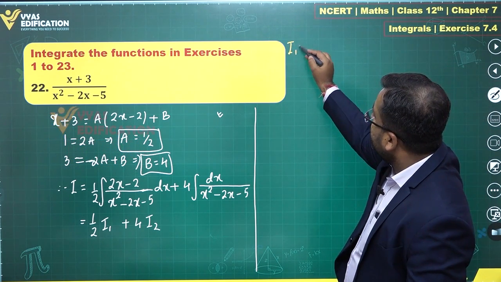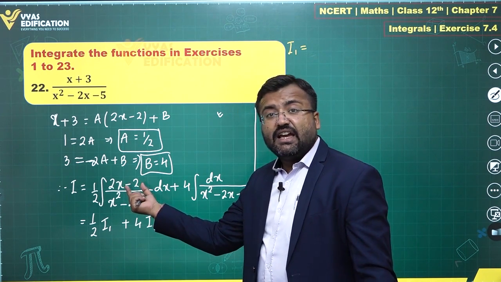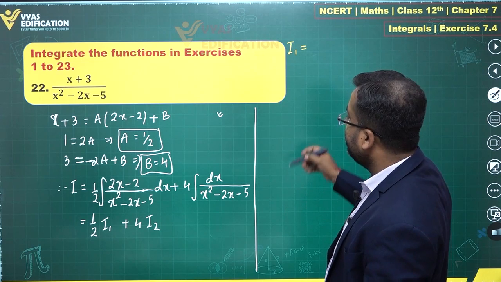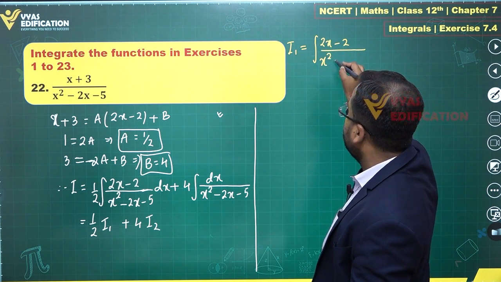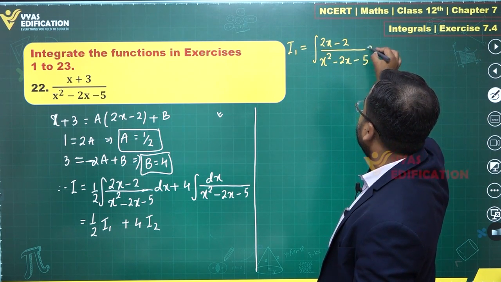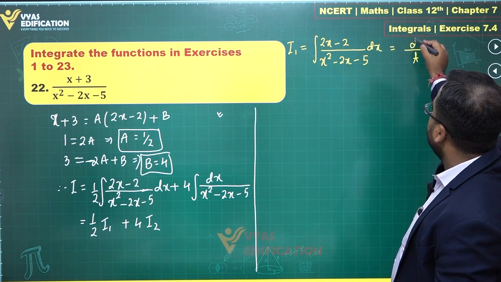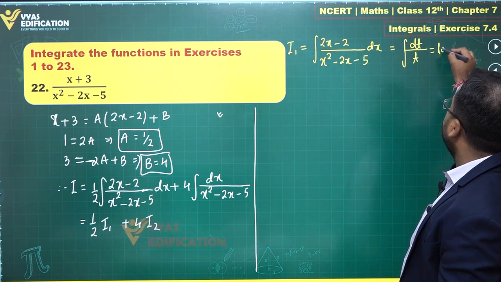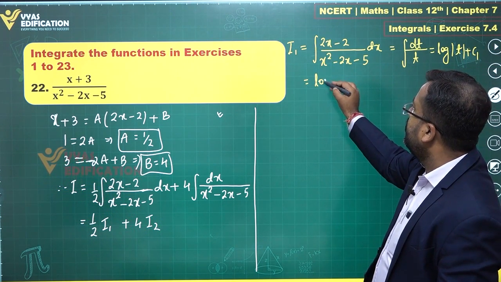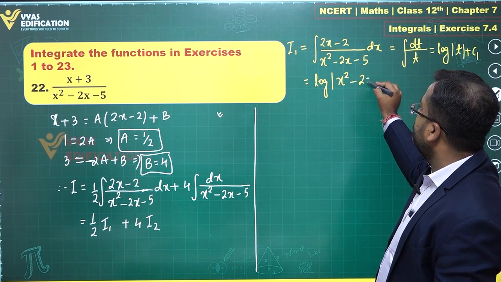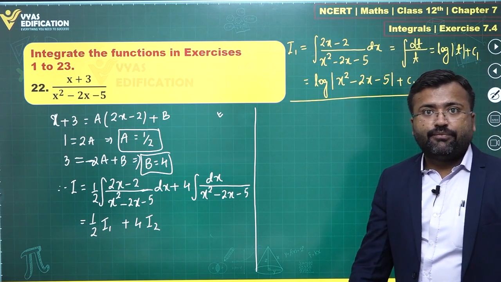Let's focus on I1 first. I1 is pretty simple. Recall, if this is t, then this is dt. Actually, this forms a part of dt. So what you get is the integral of 2x minus 2 upon x square minus 2x minus 5 dx. And if this is t, then the numerator becomes dt. The integral will be log of mod t plus c1. This converts to log of mod x square minus 2x minus 5 plus c1. This is the first integral I1.